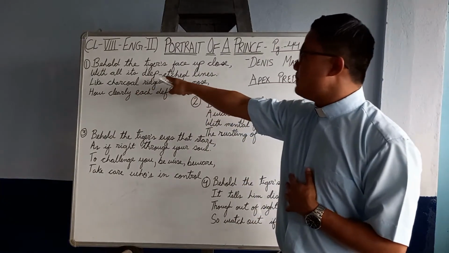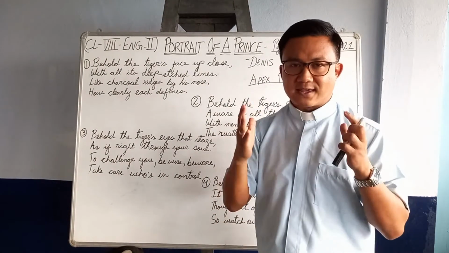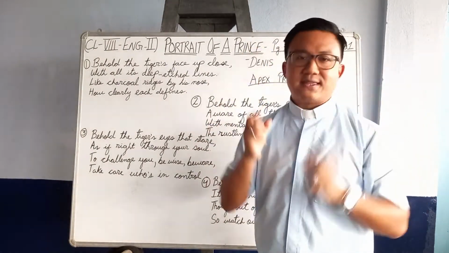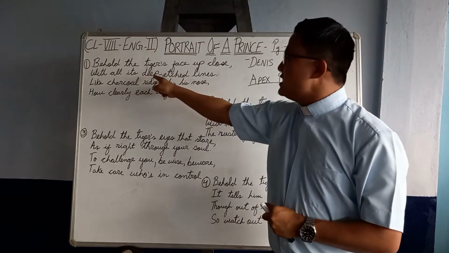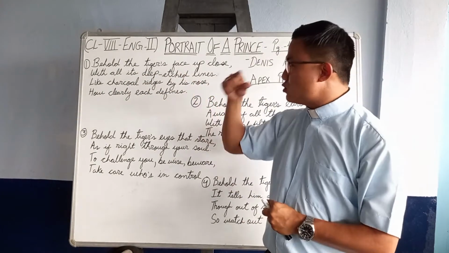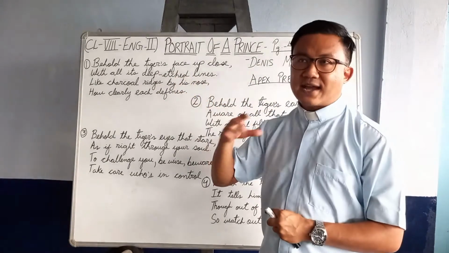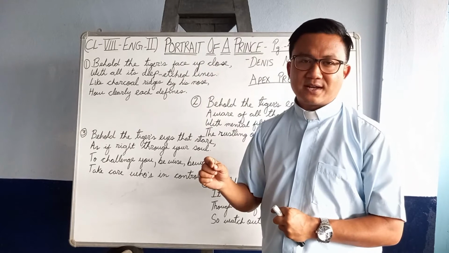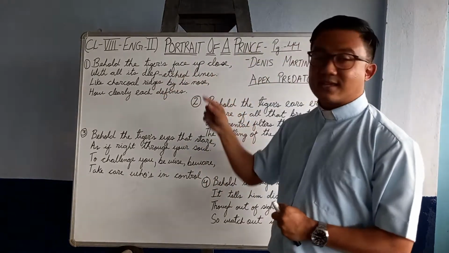With all its deep etched lines. You have noticed that on the face of a tiger there are black stripes. So he has expressed them nicely as deep etched lines. Etched means marked, nicely marked, carved. So deeply carved lines are there.